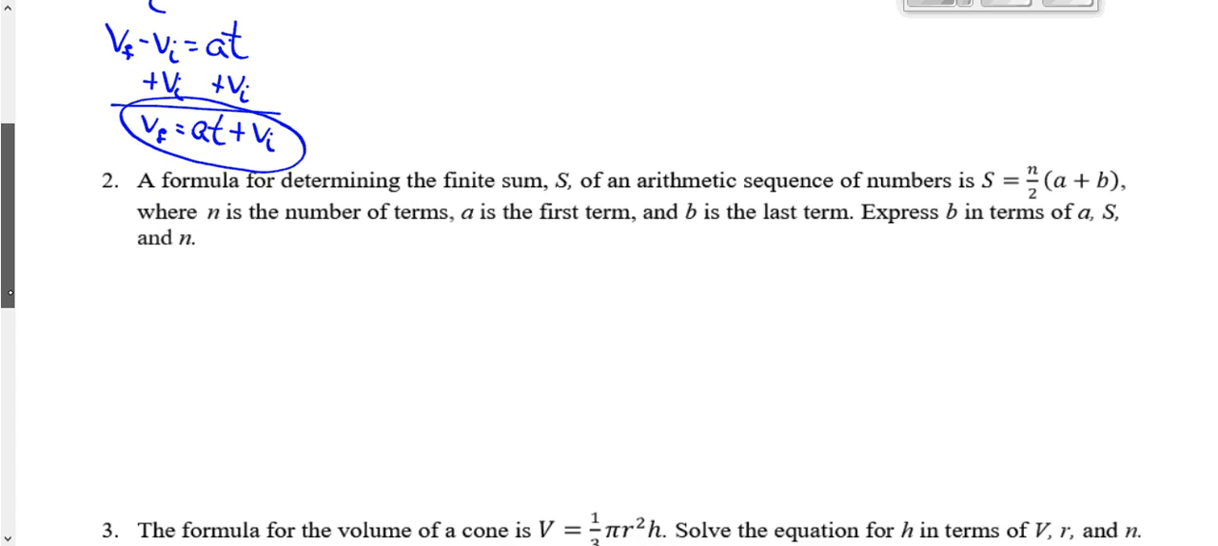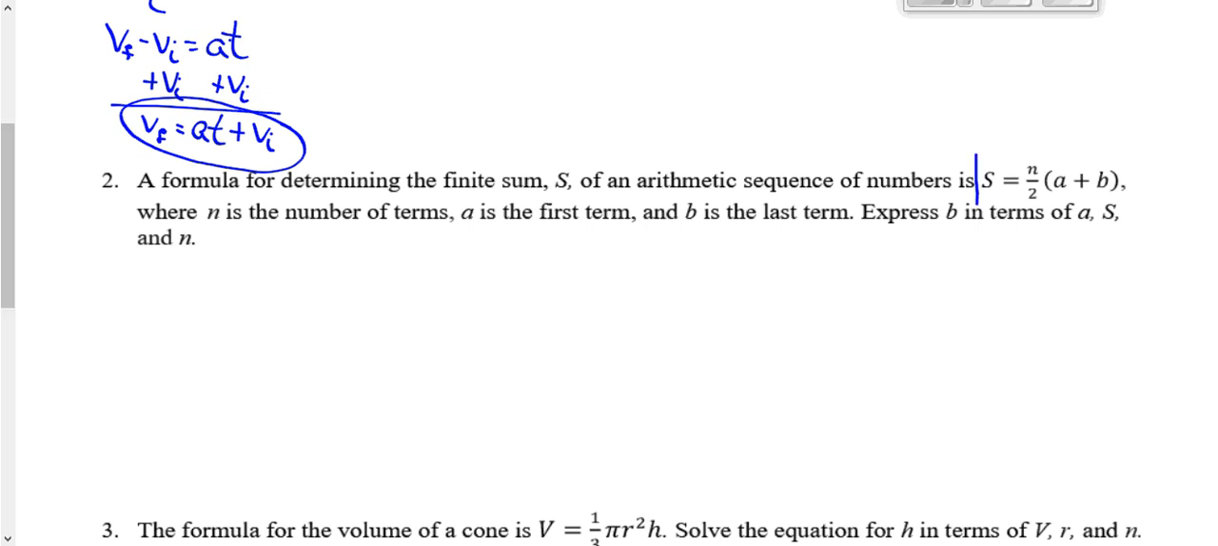Formula for determining the finite sum of an arithmetic series. We haven't done arithmetic sequences yet, but we'll get to that later, so don't even worry about what that is at the moment. There are arithmetic sequences and geometric sequences. Arithmetic is an adjective that describes the type of series.